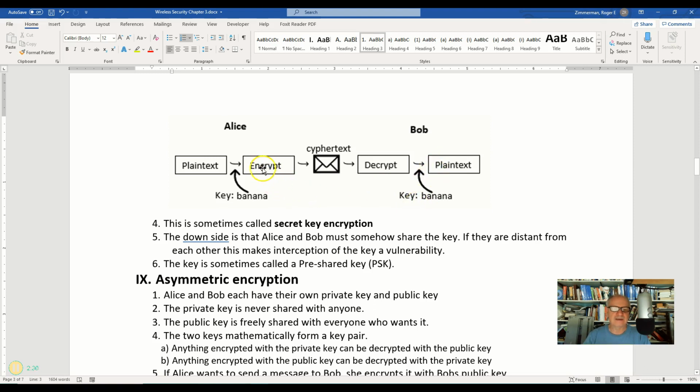And by the way, that key, this symmetric key, is sometimes also called a pre-shared key, or a PSK. So that's again another technical term.